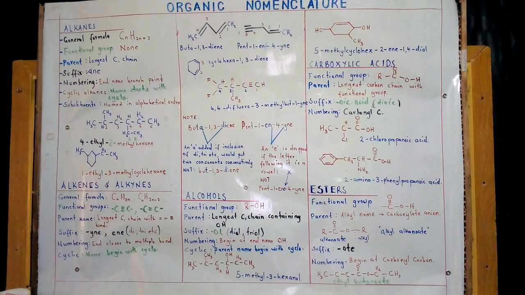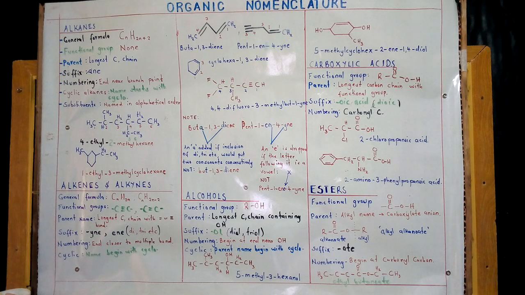So we have 4,4-difluoro because there are 2, 3-methyl, carbon number 3, but 1, so the triple bond is appearing at carbon number 1, but-1-yne. So the name of this compound will be 4,4-difluoro-3-methylbut-1-yne.